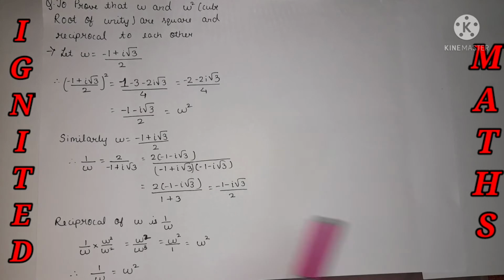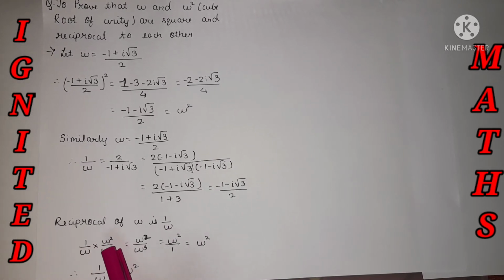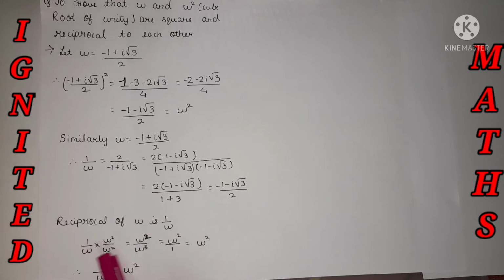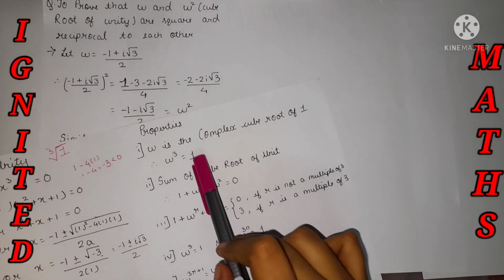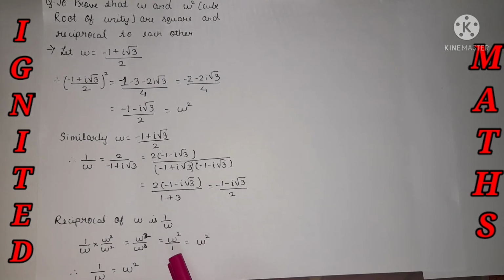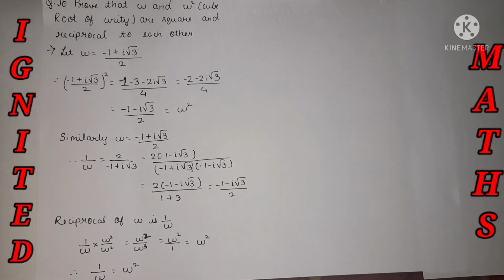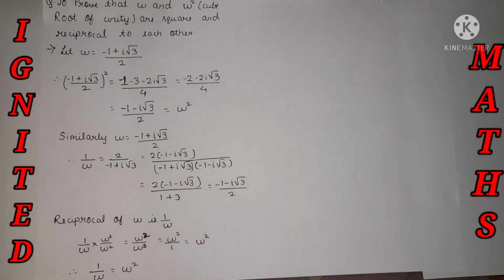Now one more proof. 1 by omega, I have kept it over here, and omega square I have multiplied in the numerator and the denominator. How will it become? Omega square over omega cube. Yes, one of my pillars, omega cube value is equal to 1. That's what I have mentioned over here. Omega square divided by 1 is equal to omega square. So again the 7th property is also proved, that 1 by omega square is equal to omega, and 1 by omega is equal to omega square. I have done it over here.